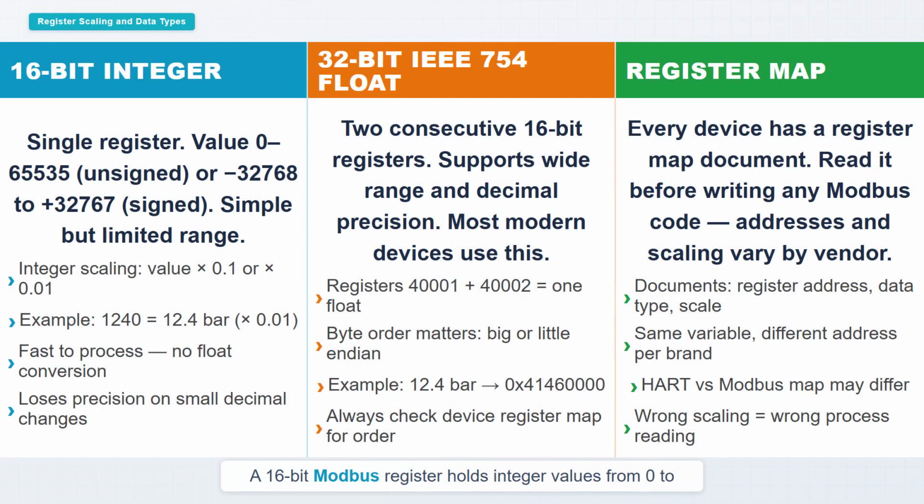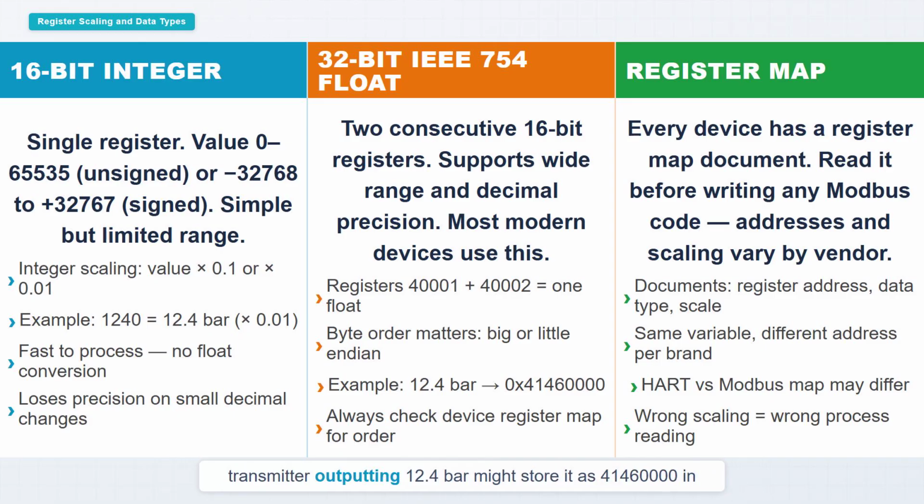A 16-bit Modbus register holds integer values from 0 to 65535, or signed integers from -32768 to +32767. Process values like flow rates and pressures are usually floating point numbers, so manufacturers store them in 2 consecutive 16-bit registers as an IEEE 754 32-bit float. You must know the byte order, Big Endian or Little Endian, to reassemble the number correctly.